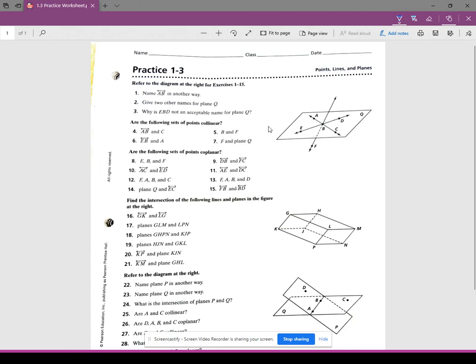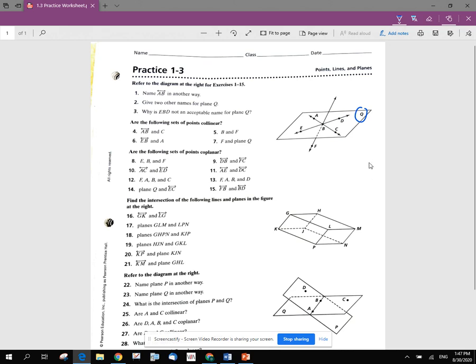Okay, so here's the deal. This letter right here, Q, is the name of the plane. You could call that plane Q. Now again, I'm not crazy about that, and we'll tend towards 3 letters or more that are non-collinear, 3 points that have capital letter names, that is. But this would not be wrong.